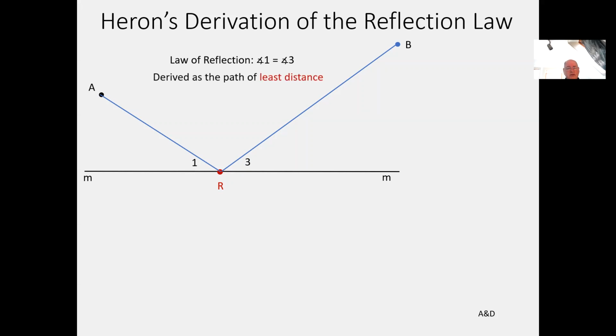What Heron is going to prove is that the reason why the law of reflection is true is because this path is the path of least distance. Of all the paths that this thing could take from the mirror, from A down to B, this is the one that makes angle 1 equal to angle 3. This is the one which is the shortest. And that's why the light behaves that way, because nature wants to take the shortest path.